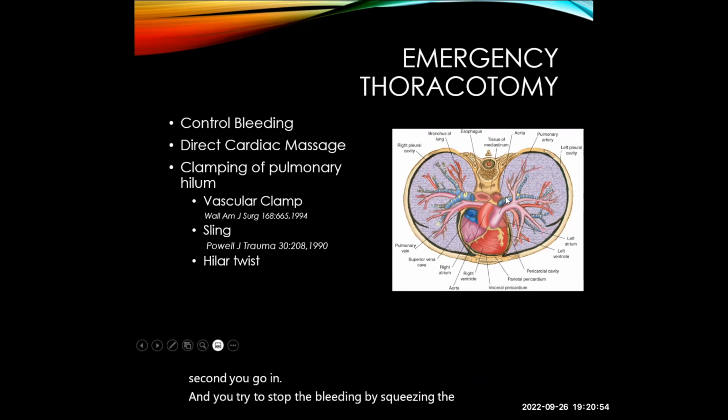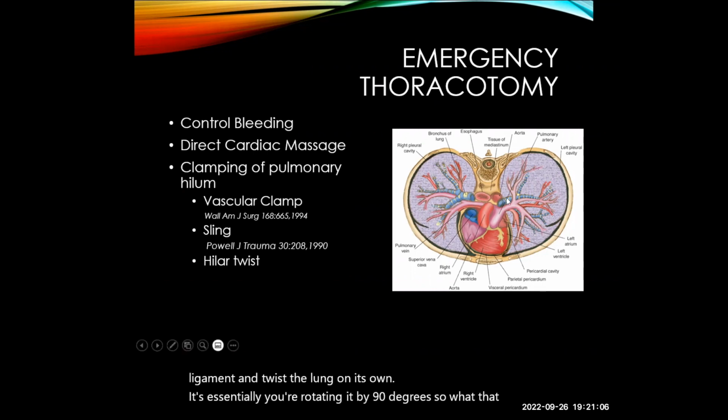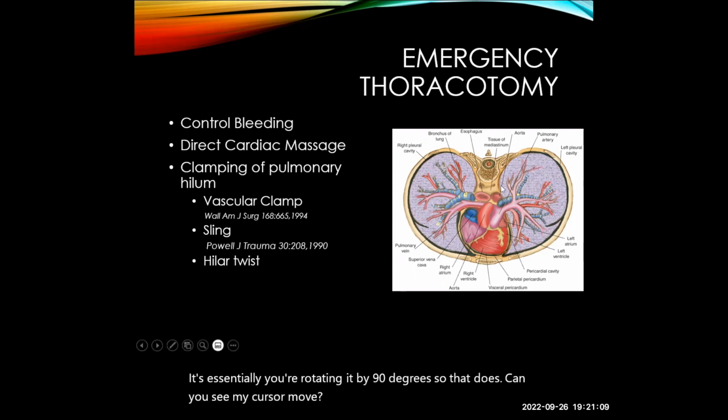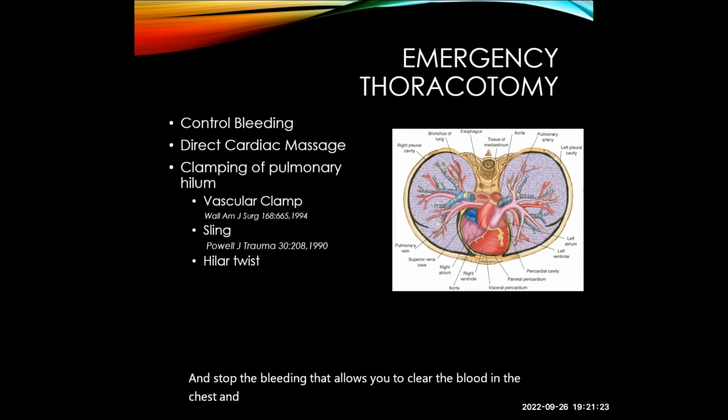So there are three things you can do. You can just free up the inferior pulmonary ligament and twist the lung on its own. So essentially you're rotating it by 90 degrees. So what that does, can you see my cursor move? Yeah. So what that does is essentially pinch this vasculature and stop the bleeding. That allows you to clear the blood in the chest and then see where the damage is.